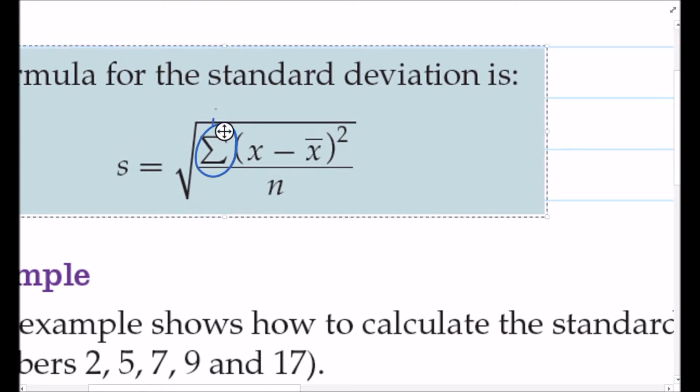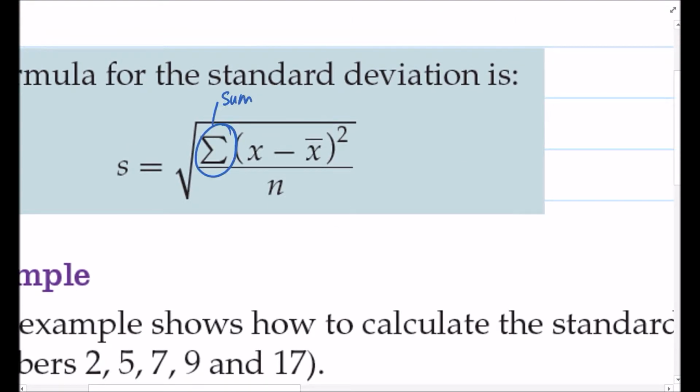Now that symbol there is the sum, and that means adding them all up, and this is the x bar that I've circled here, which is the mean. Or we can write that as mu, or the expected value E of x. And down the bottom we've got n, which is simply the number of terms in our data.